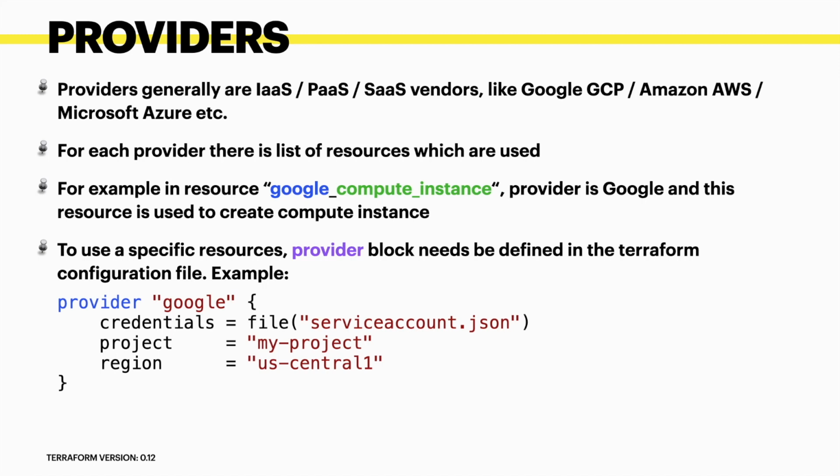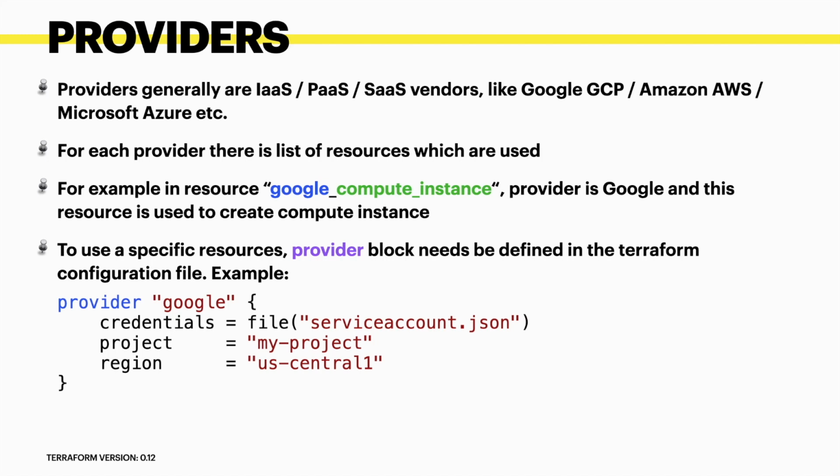For example, in the resource google_compute_instance, the provider is Google, which is the prefix in this resource name, and the resource is defined as a compute instance. To use a specific resource, a provider block needs to be defined in the Terraform config file, because the provider block contains the required configuration for the resource to work as desired.